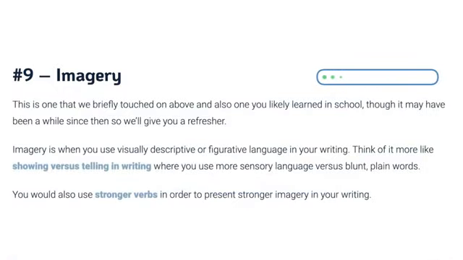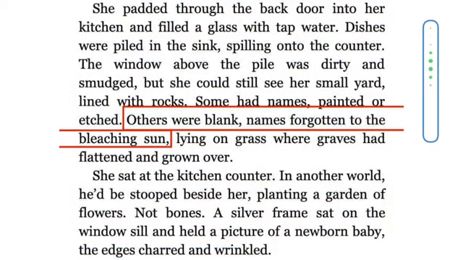Literary device number 9 is imagery. Imagery is essentially the use of visually descriptive or figurative language in your story in order to paint a much clearer picture. Really what you're trying to do with imagery, as the name suggests, is create an image in your reader's mind. There are several examples of this, but essentially if you're describing something in detail and giving it enough description to paint a picture, you are using imagery.